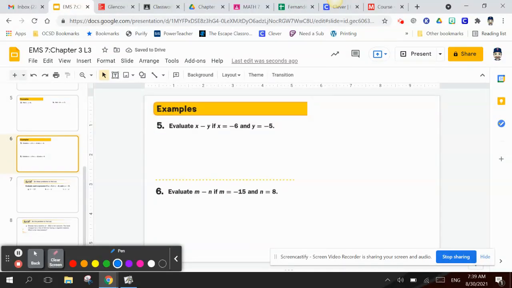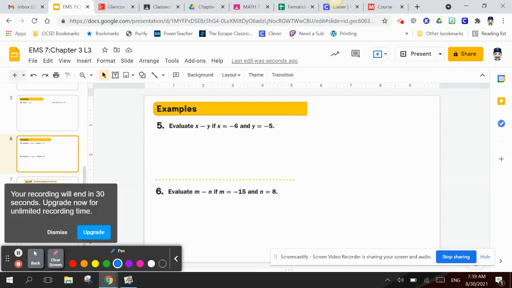But what if we use variables? Variables such as x minus y. If x is negative 6 minus y, which is a negative 5, I simply take out my variables and put in the values. So those are both pluses. 6 minus 5 is 1. Subtract, you get negative 1.